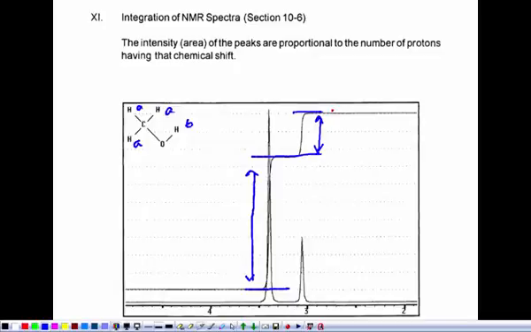Okay. So what we had to do, if we were doing this by hand, is take a ruler and measure the heights of those peaks in millimeters or centimeters, and then we would divide them through to figure out what the ratio of the hydrogens was.